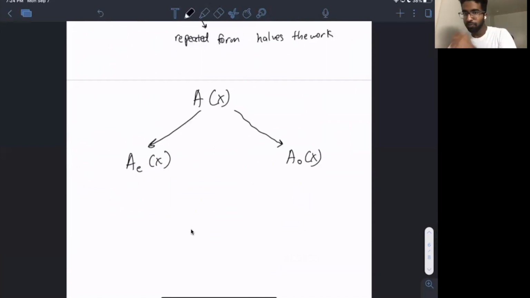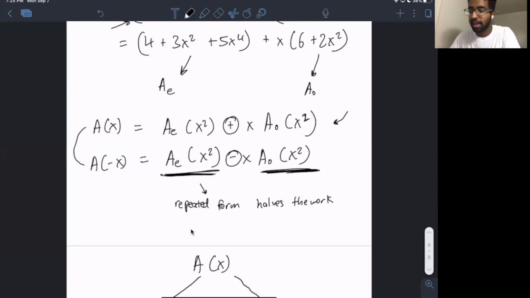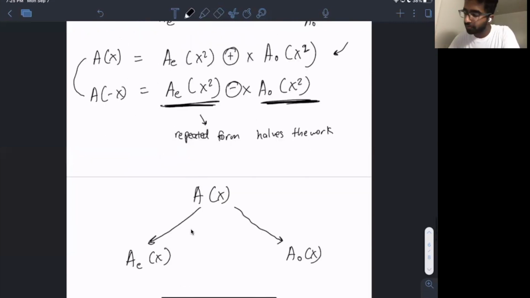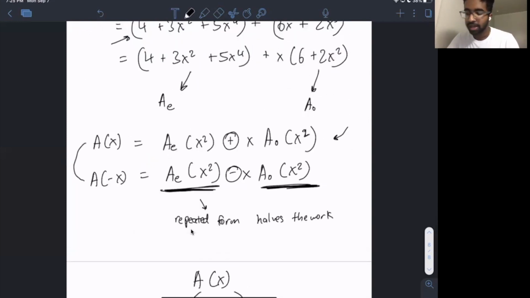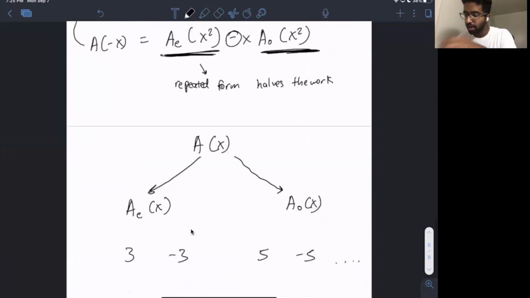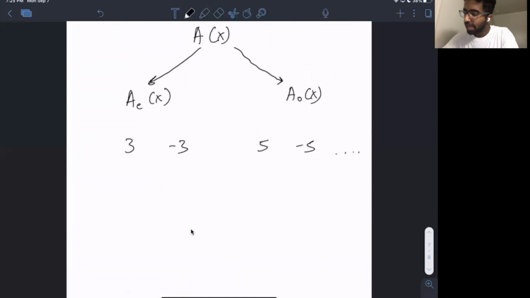And so all we need to do is choose a bunch of plus minus pairs, right? Because we evaluate at x and minus x at a bunch of different values. So let's take, for example, random numbers 3 and negative 3, and we evaluate at 5 and negative 5, and we keep doing it for however many points that we need. It depends on the degree of A, right? And so again, here you can see we want to evaluate A sub e of x squared and A sub o of x squared, right?